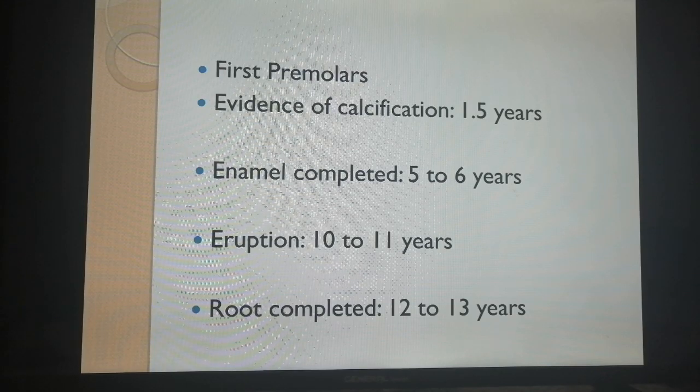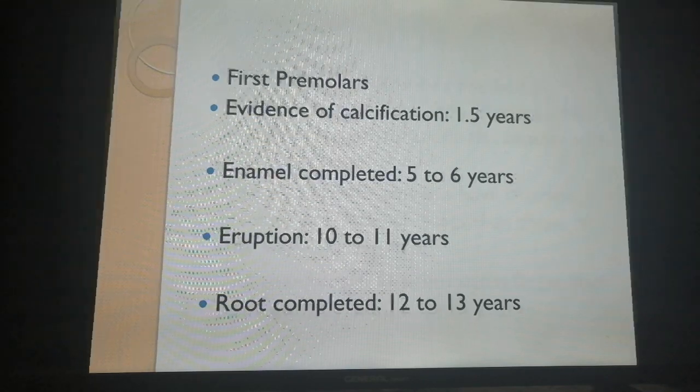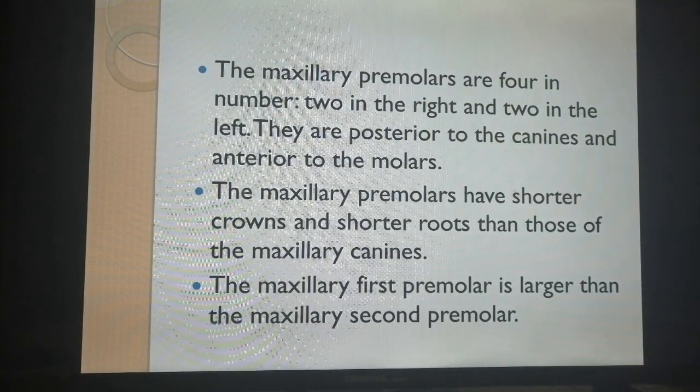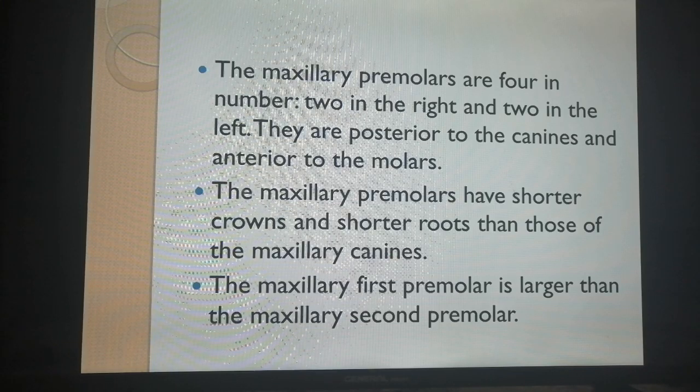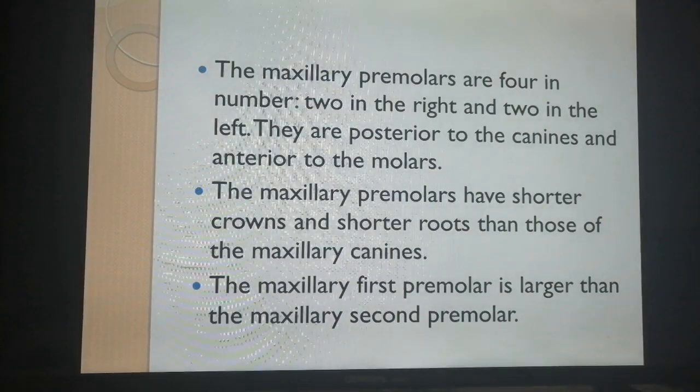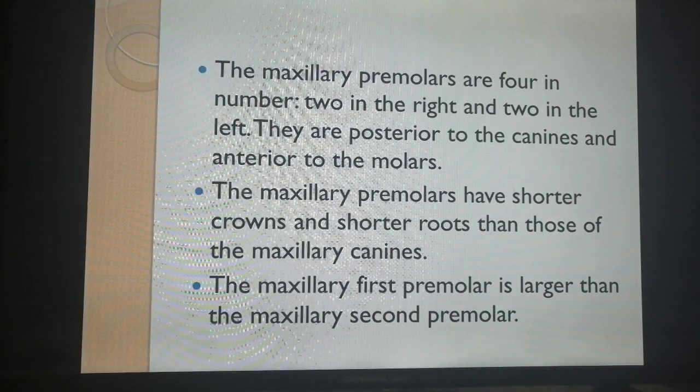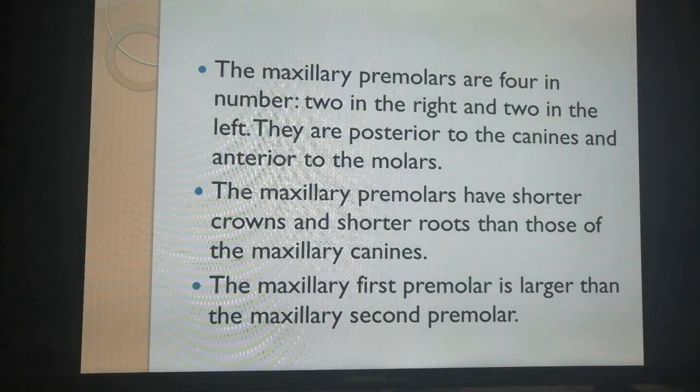First premolars, evidence of calcification 1.5 years, enamel completed 5 to 6 years, eruption 10 to 11 years, root completed 12 to 13 years. The maxillary premolars are 4 in number, 2 in the right and 2 in the left. They are posterior to the canines and anterior to the molars. The maxillary premolars have shorter crowns and shorter roots than those of the maxillary canines. The maxillary first premolar is larger than the maxillary second premolar.